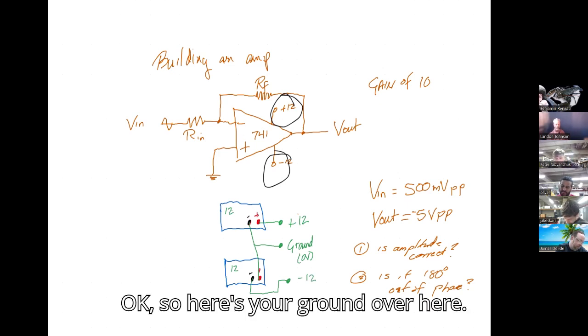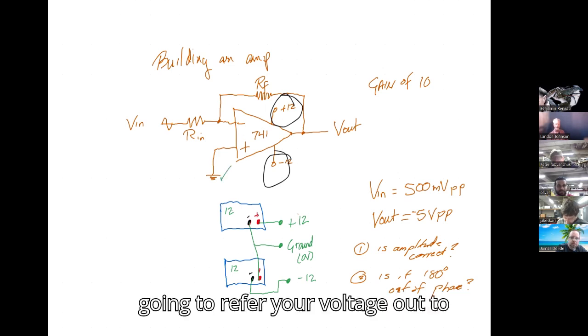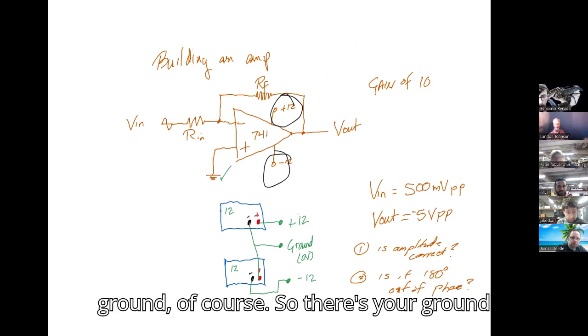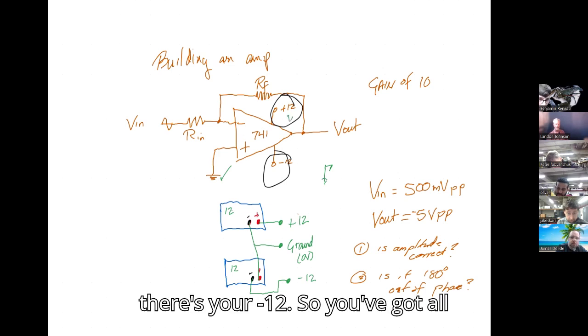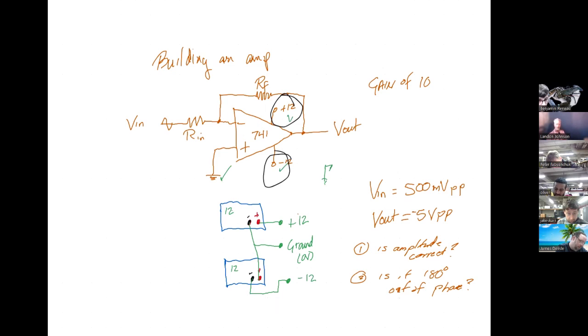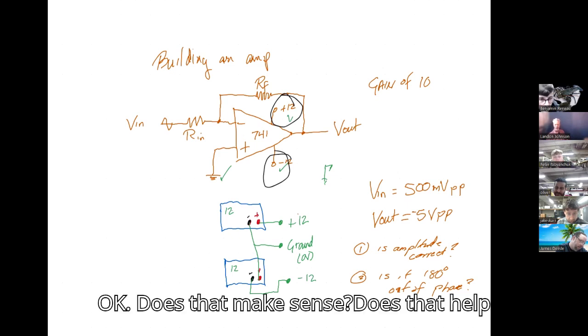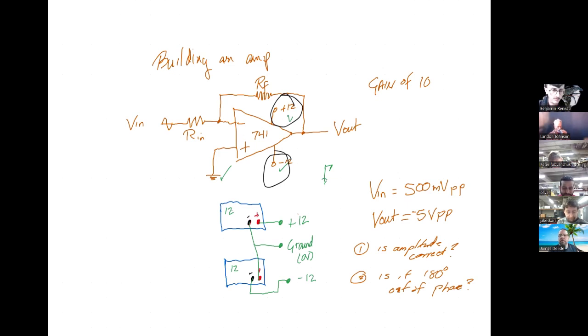Okay, so here's your ground over here. And you may have other places, like you're going to refer your voltage out to ground, of course. So there's your ground connection. There's your plus 12, and there's your minus 12. So you've got all three connections available. Isn't that special? Okay, does that make sense? Does that help refresh your memory? Yep, thank you.